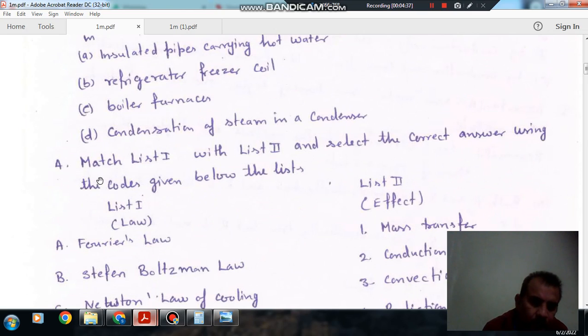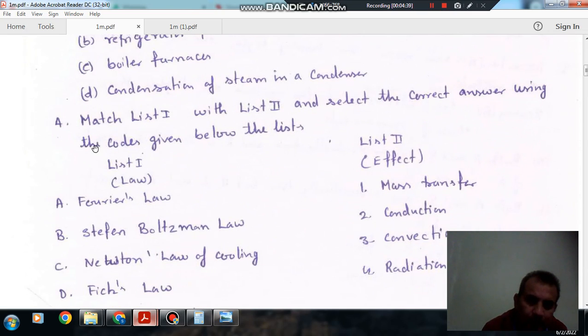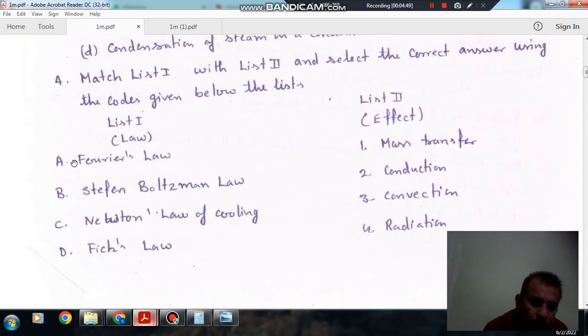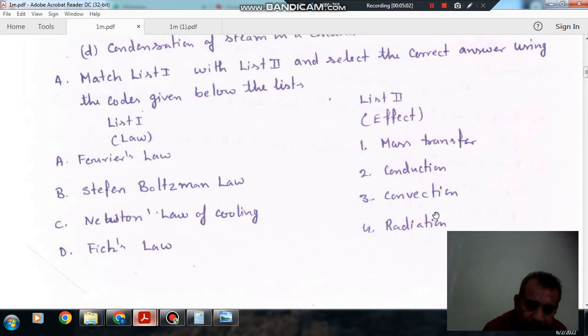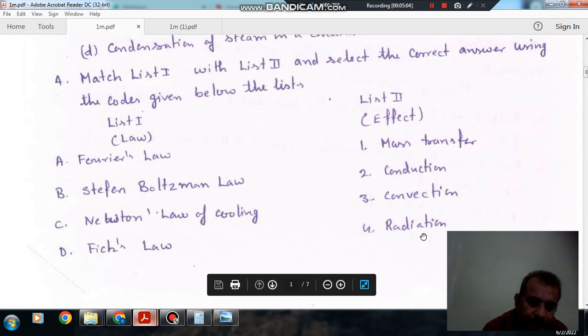Next, question number 4. Match list 1 with list 2 and select the correct answer using the codes given below the list. List 1 laws, list 2 effects. So A, Fourier law, B, Stefan Boltzmann law, C, Newton's law of cooling, D, Fick's law. List 2: 1 mass transfer, 2 conduction, 3 convection, 4 radiation.